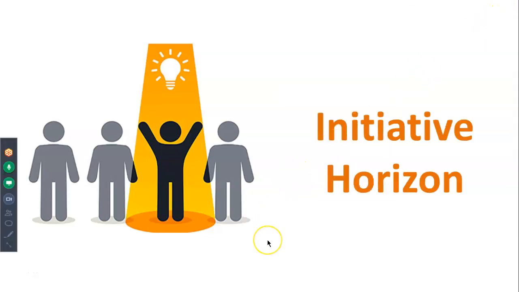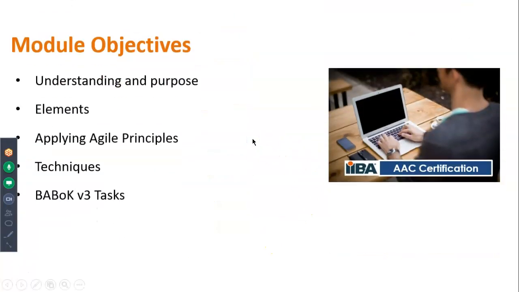Okay, we're moving now into the initiative horizon, the second of our three horizons, the middle road. As usual, the objectives for this module will be to understand a bit about the horizon and its purpose, look at the elements of this particular horizon, look at how the Agile principles apply to it, and talk some about techniques. And then we're going to try and get to a little bit of a mapping at the end of this, to take a look at how this particular horizon maps to some of the actual BABOK version 3 tasks.